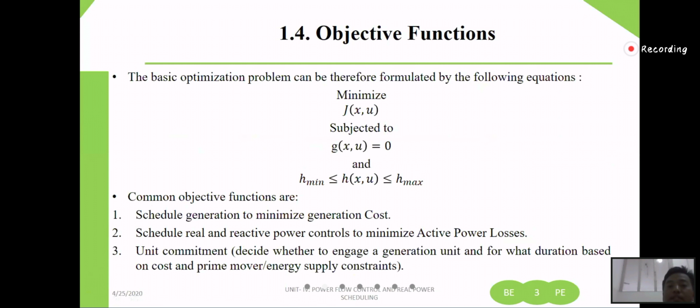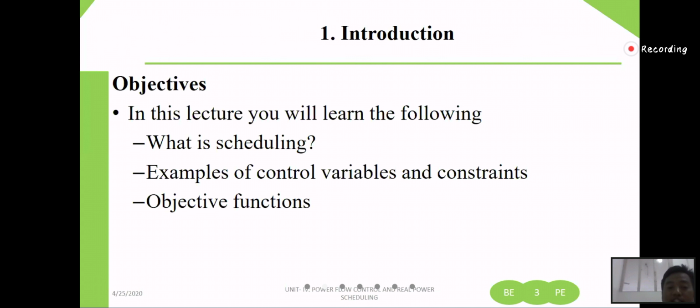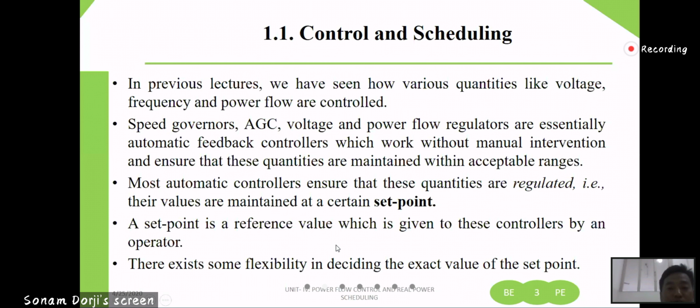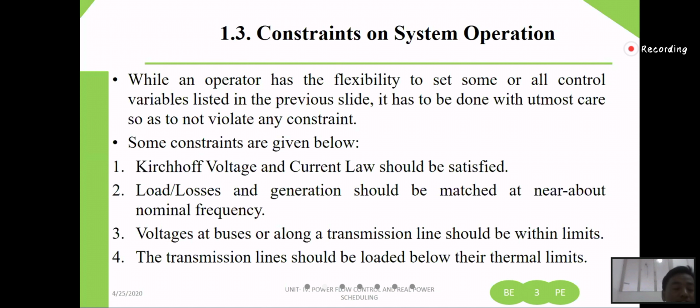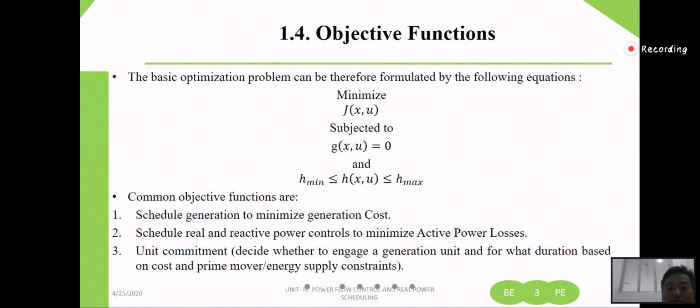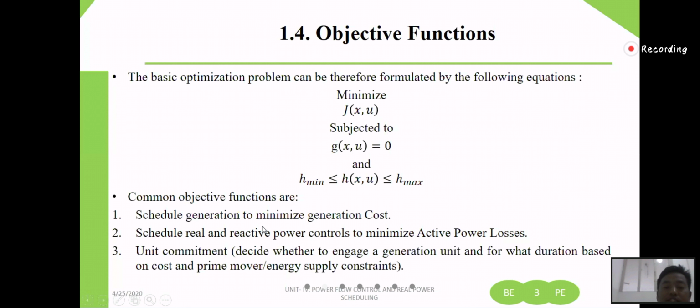Today we have learned about real and reactive power scheduling, but we have not done the scheduling itself, just an introduction, because to carry out real and reactive power scheduling we first have to know what scheduling is, what the control variables and constraints are, and what the objective function is. So we have said what is meant by scheduling, then the control variables, then the constraints on power system operation, and towards the end we saw a little bit under objective function how to carry out the optimization. Further detail of the optimization we will learn in the next lecture, where we will carry out the scheduling of real power and reactive power. That's all for today's lecture.